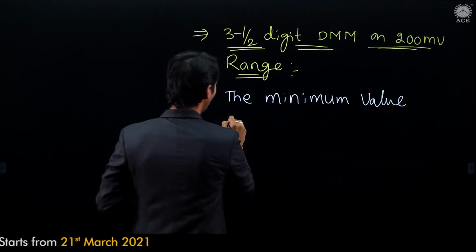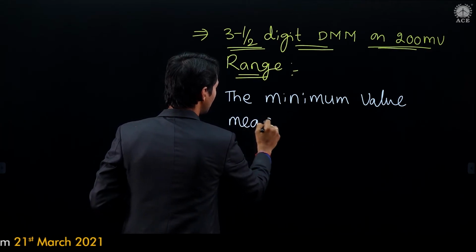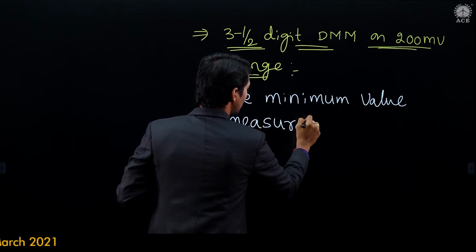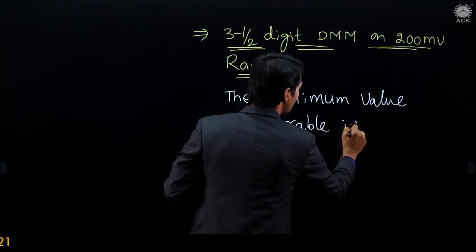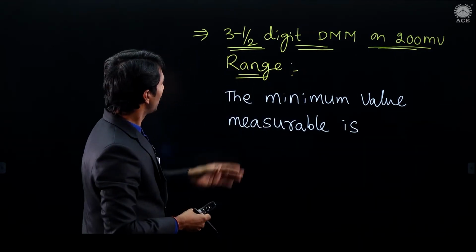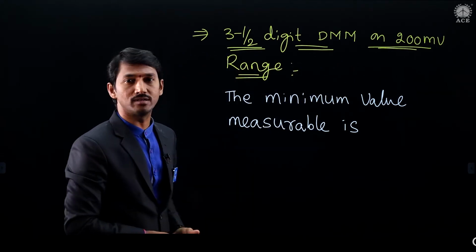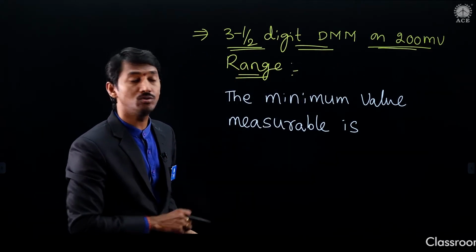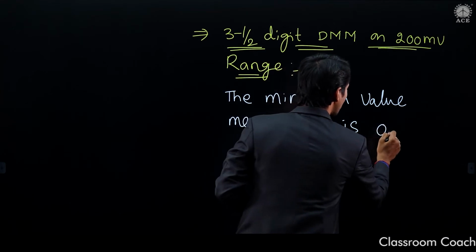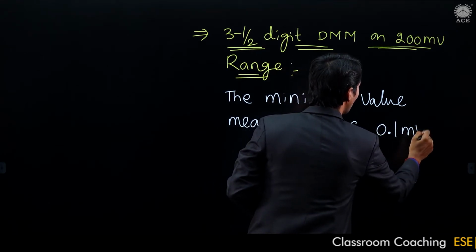The minimum value measurable is, kindly recollect the things. A 3.5 digit DVM is there on the 200 millivolts range. What will be the minimum value? The minimum value is how much? 0.1 millivolt.